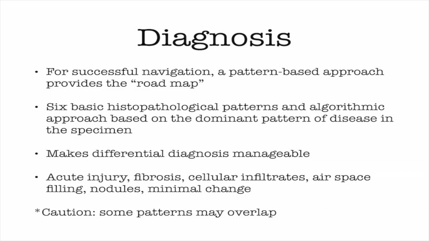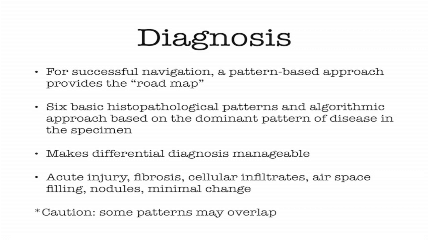But remember that sometimes the disease is so mixed that in histo you may see 3 patterns in one specimen, but always take the dominant pattern. So pattern number 1, what we call an acute injury pattern. Pattern number 2 is the fibrosis pattern. 3 is the cellular infiltrates pattern.